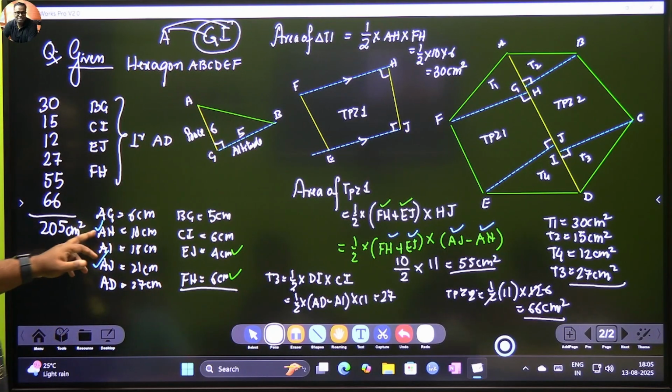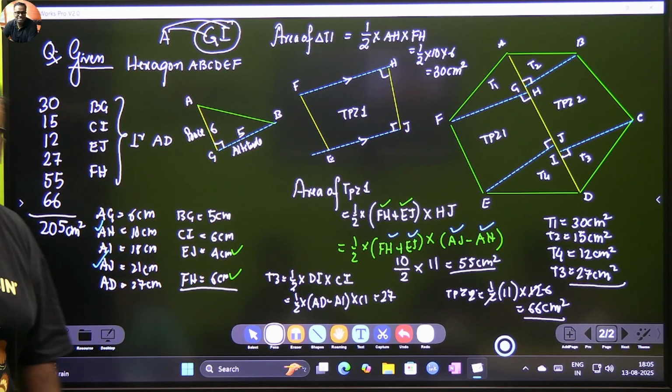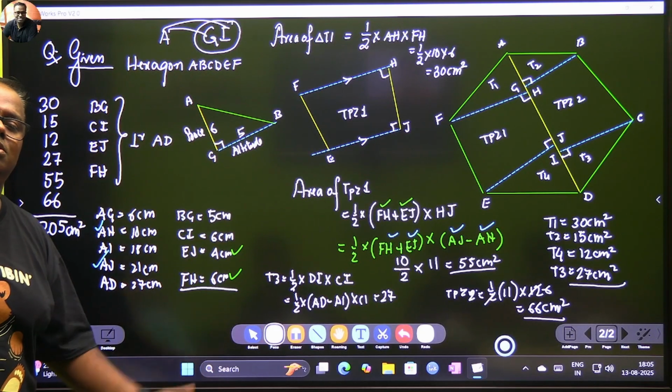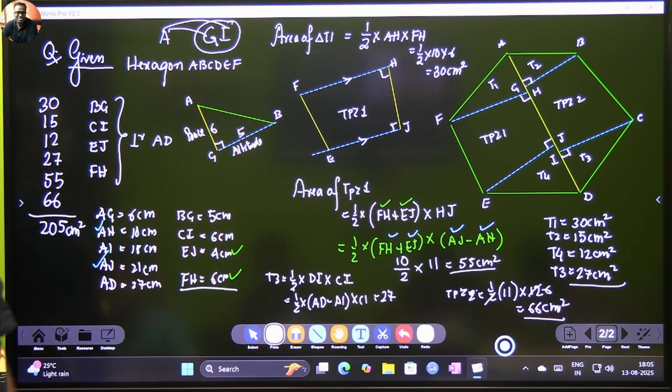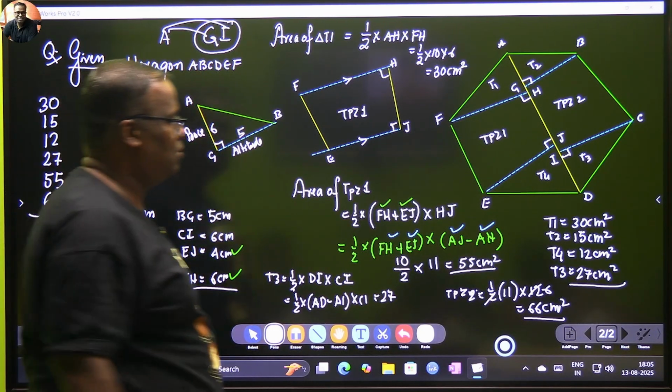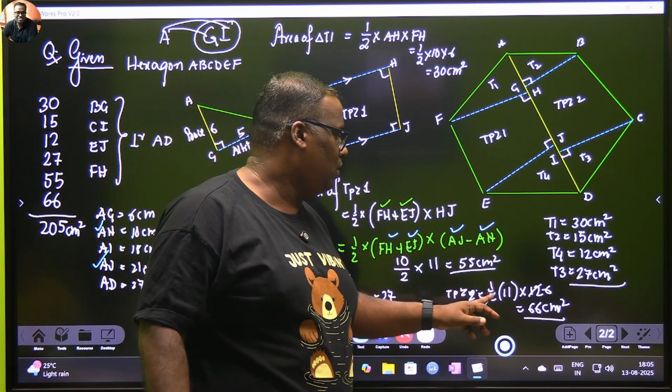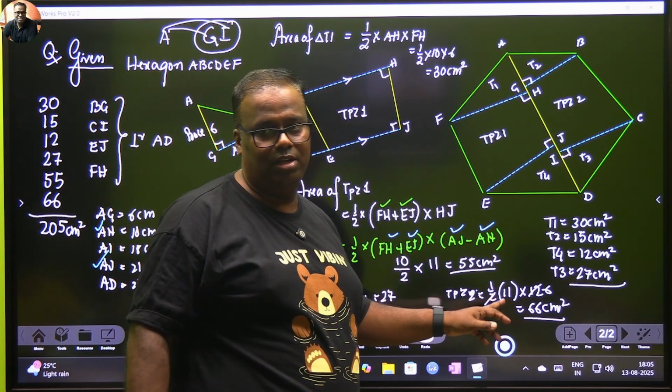So what is AI? Tell me, Vito. 18. And what is AG? 6. 18 minus 6 is how much? 12. So we should have 12 into half, and this you already said is 11.